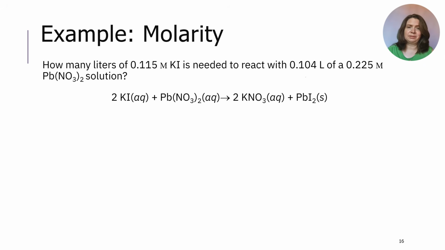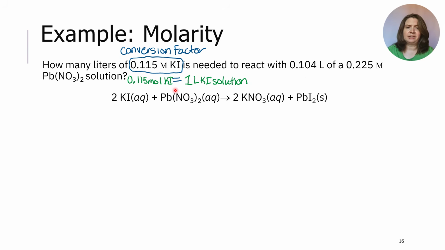Here's our first example using solution stoichiometry. How many liters of a 0.115 molar potassium iodide, KI, solution are needed to react with 0.104 liters of a 0.225 molar lead-2 nitrate solution? First, we need to recognize that whenever we see a molarity, it is a conversion factor that can be used between liters of solution and moles of solute. We are given two molarities.